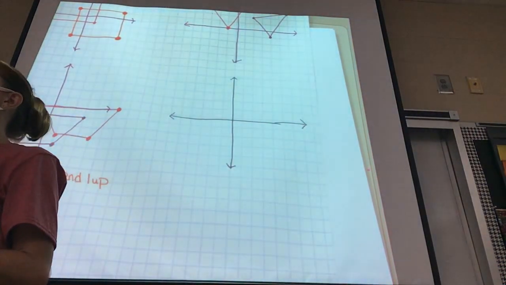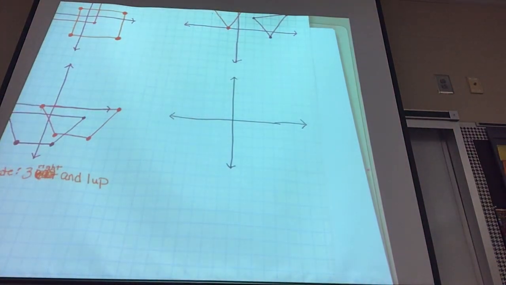It can be across anything. It can be across the x-axis, it can be across the y-axis, it can be across another line on the graph. It can be across anything. The point is, you've got to know what they're talking about. If you don't know what they're talking about, you're not going to be able to flip it.